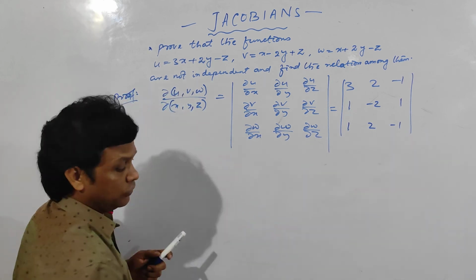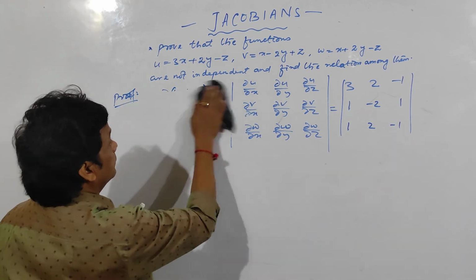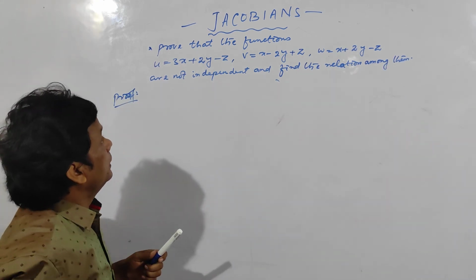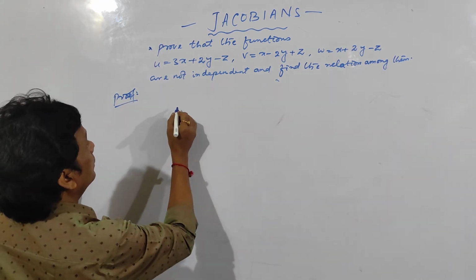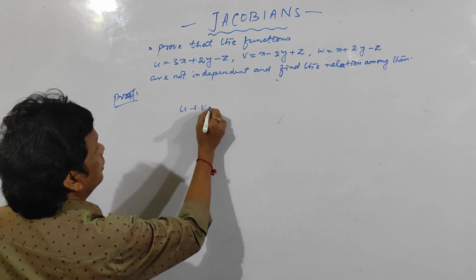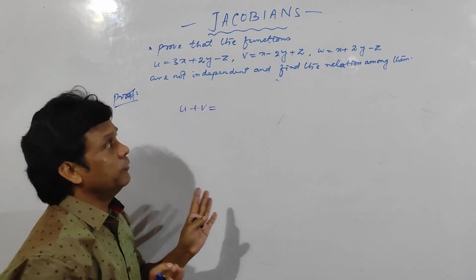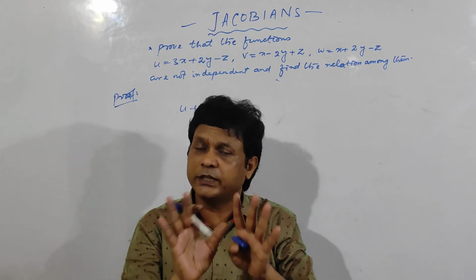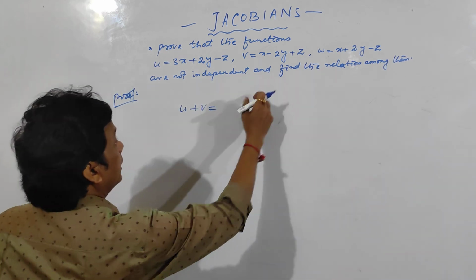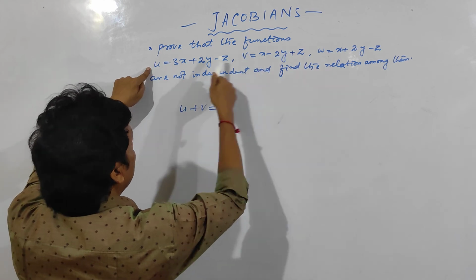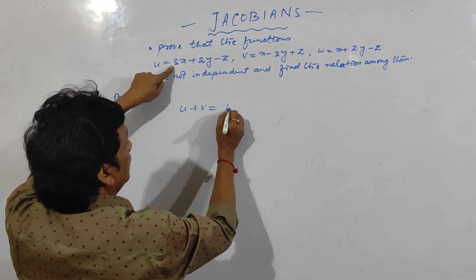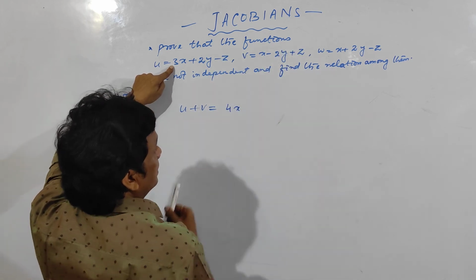See here, how to find out the relationship. Now u plus v is equal to how much? And this one you have to find out by inspection method. There is no certain rule. How to find out the relationship? There is no certain rule. Okay. See here. If I take u plus v, minus 2y cancels out. 3x plus x, it is 4x. Minus z plus z cancels out.